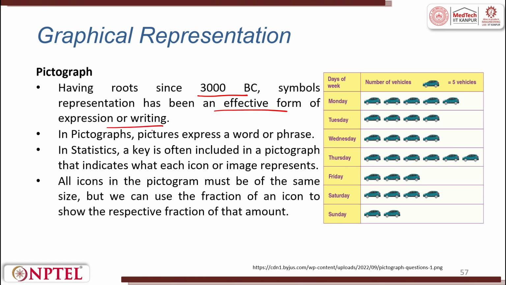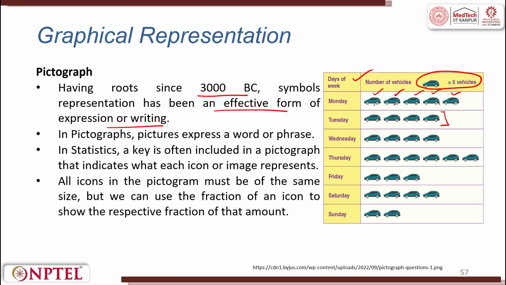For example, number of vehicles, days of the week. Let me say this is a service station of Hyundai cars in the city of Kanpur. Each day when cars come, for the number of cars being serviced, each time they put one car sticker there: one car serviced, second car serviced, third, fourth, fifth. Here they say one car equals 5 vehicles. When they put 1, that means 5 cars are serviced. That means 5 into 5, 25 cars are serviced on Monday, 20 cars on Tuesday. This is a pictorial representation so that the supervisor or top management could see the progress of the work.